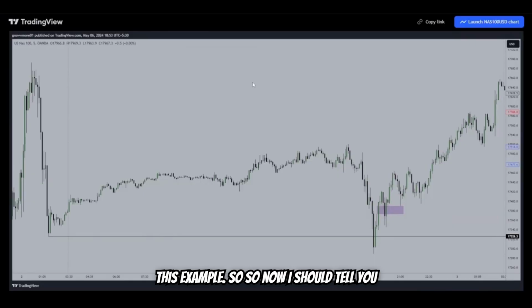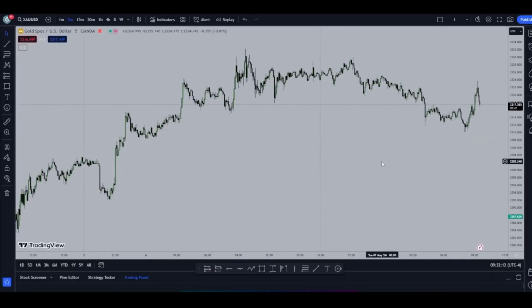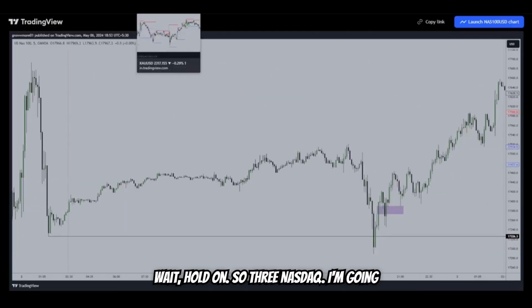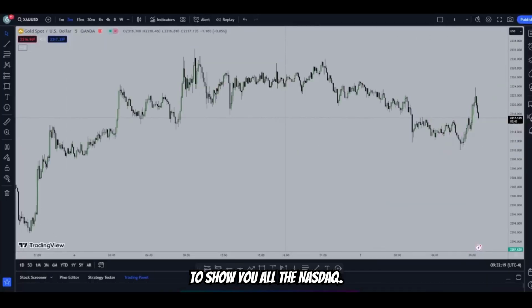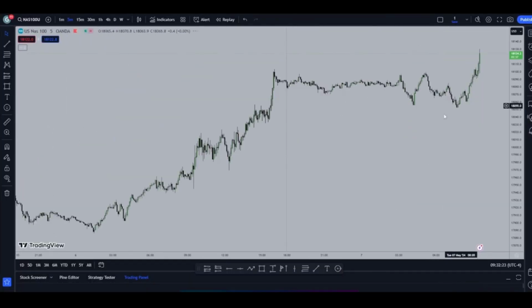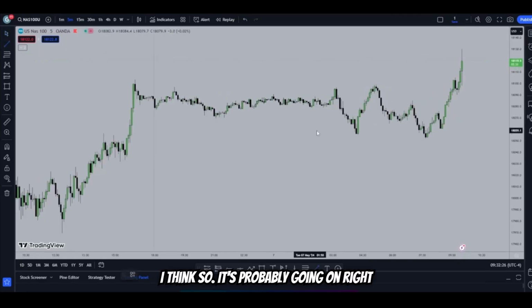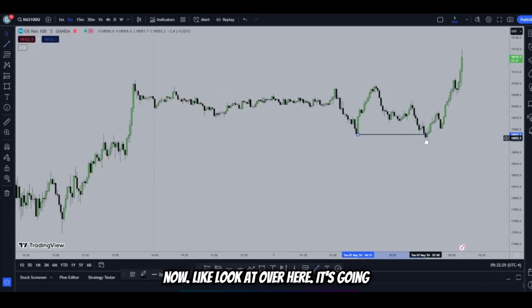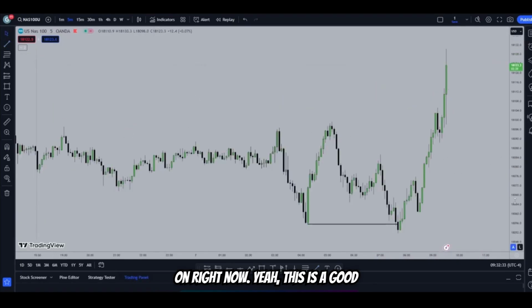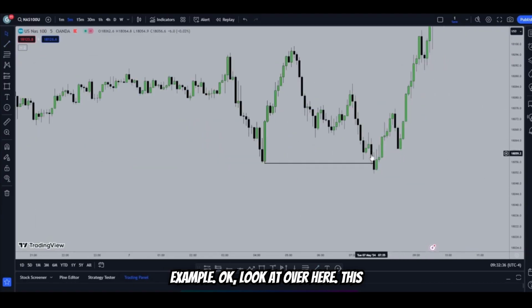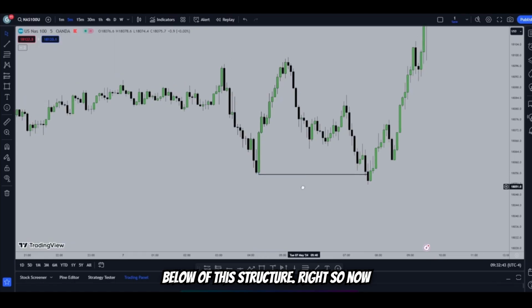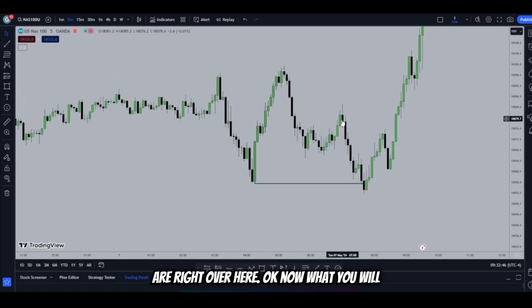Now I should tell you what your top down approach will be, and how it will work. First, I'll show you on Nasdaq. I think it's probably going on right now, look over here, it's going on right now. Yes, this is a good example. Look over here, this candle and this candle were responsible for taking the stop losses which were below this structure.